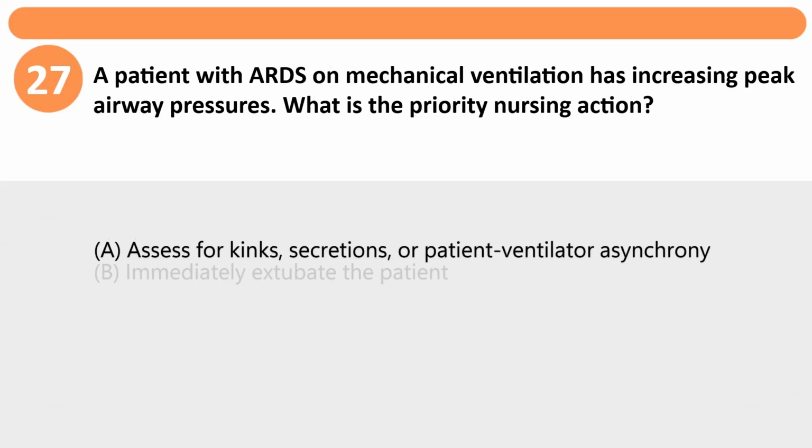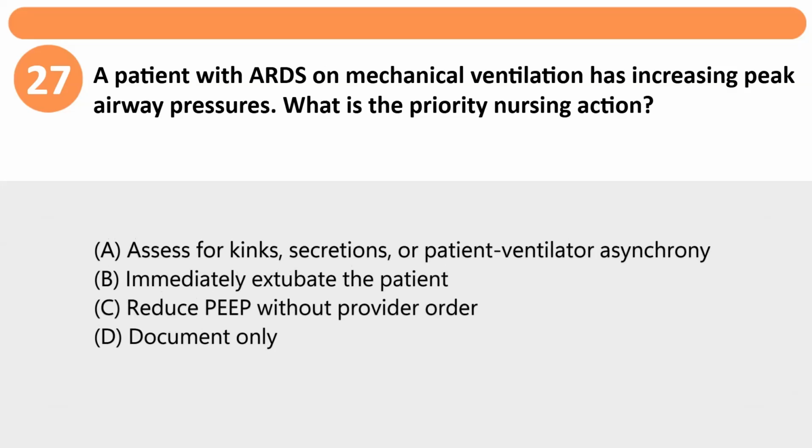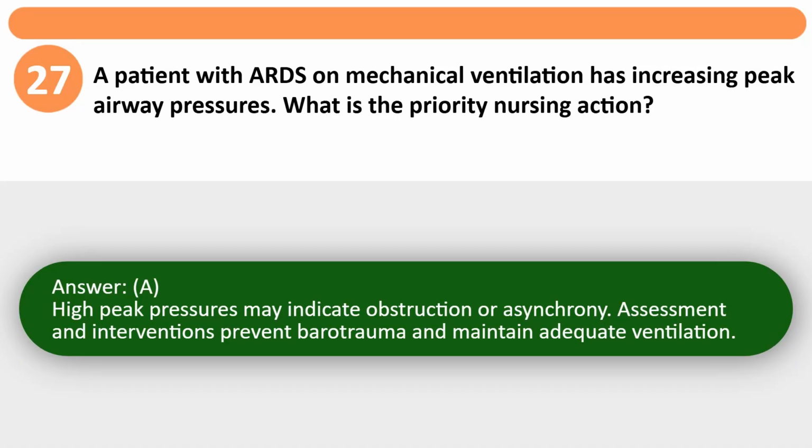A patient with ARDS on mechanical ventilation has increasing peak airway pressures. What is the priority nursing action? A. Assess for kinks, secretions, or patient-ventilator asynchrony. B. Immediately extubate the patient. C. Reduce PEEP without provider order. D. Document only. Answer: A. High peak pressures may indicate obstruction or asynchrony. Assessment and interventions prevent barotrauma and maintain adequate ventilation.